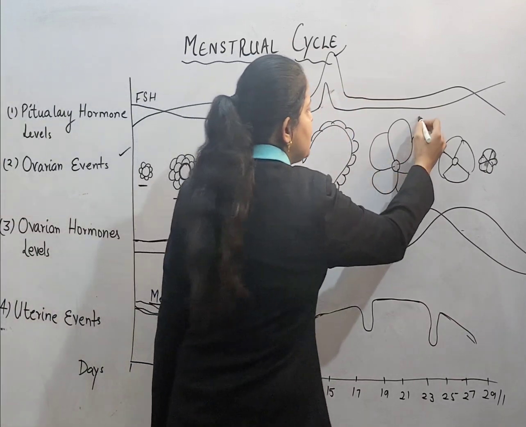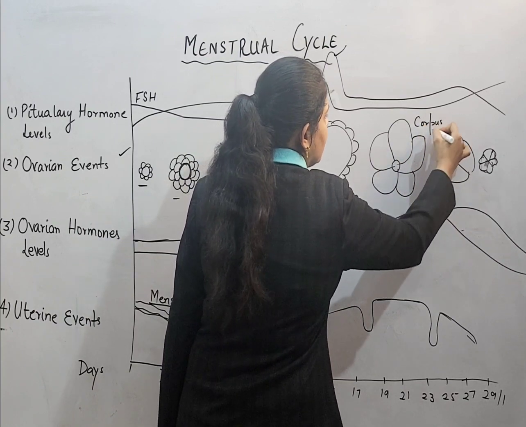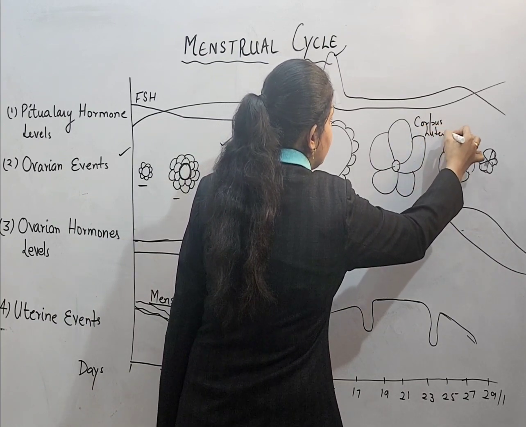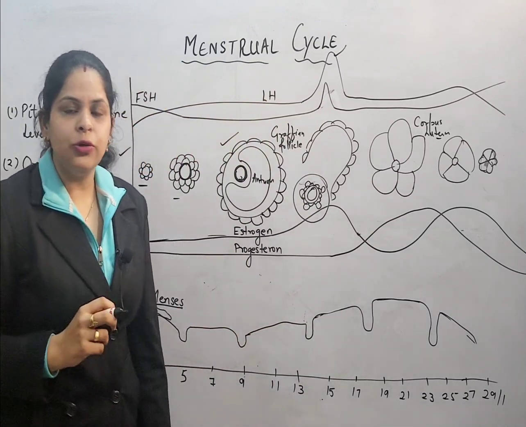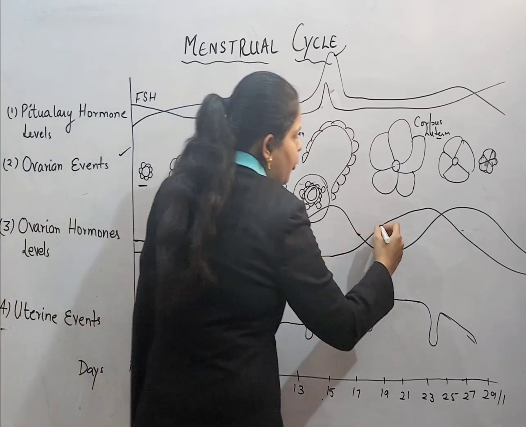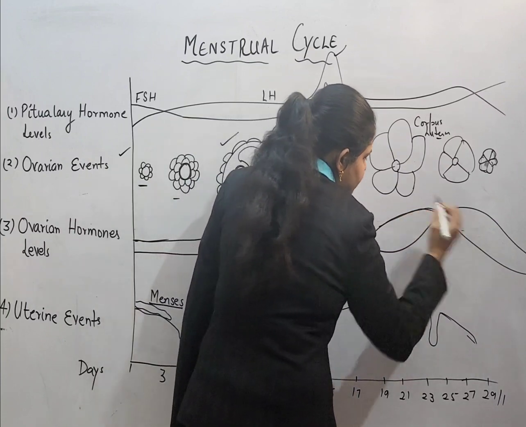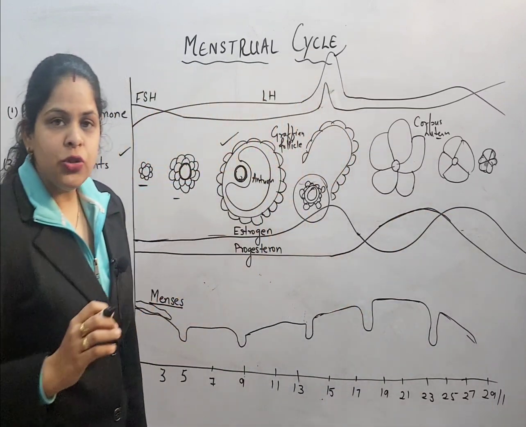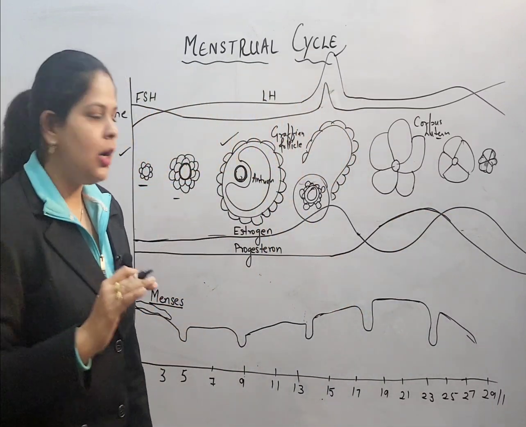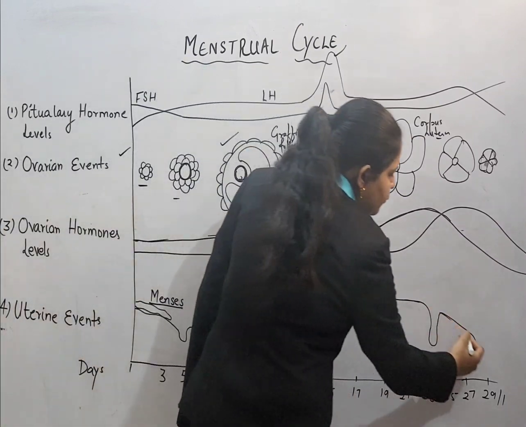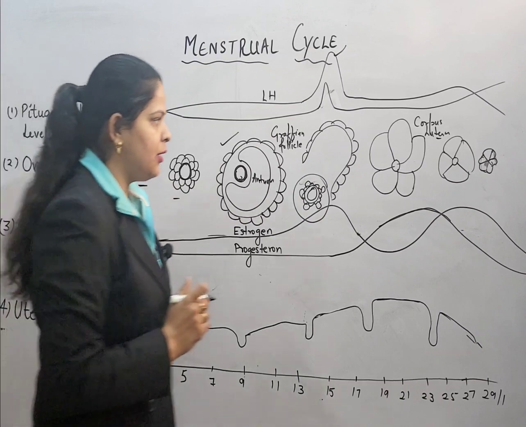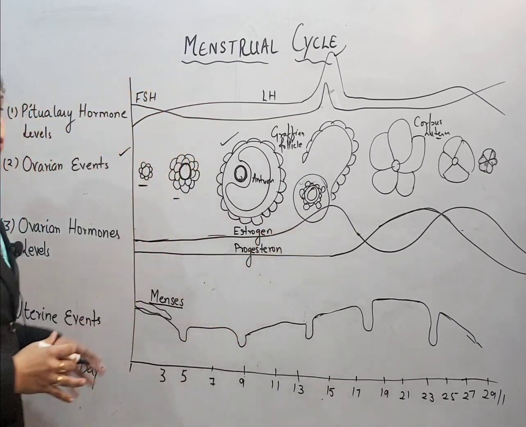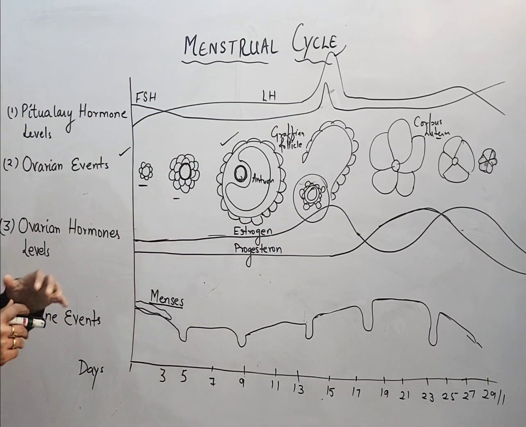Later on, the corpus luteum will be formed and in the presence of this corpus luteum, we will have progesterone at its peak. As soon as progesterone starts to decrease, your endometrium will shed off again and the next menses will start. So there are some hormones and some events, and we will talk about those also.